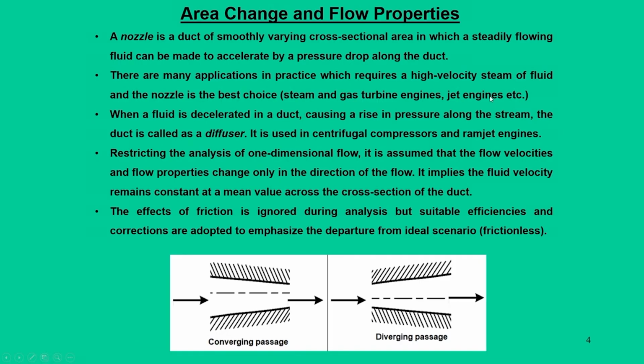In fact, in jet engines the nozzle gives the adequate thrust at the expense of pressure, because it accelerates the flow, and at the same time the reaction force from the exhaust gives the necessary force for the jet engine to fly. And in the category of opposite action, the fluid is decelerated in the duct, causing a rise in the pressure along the stream.